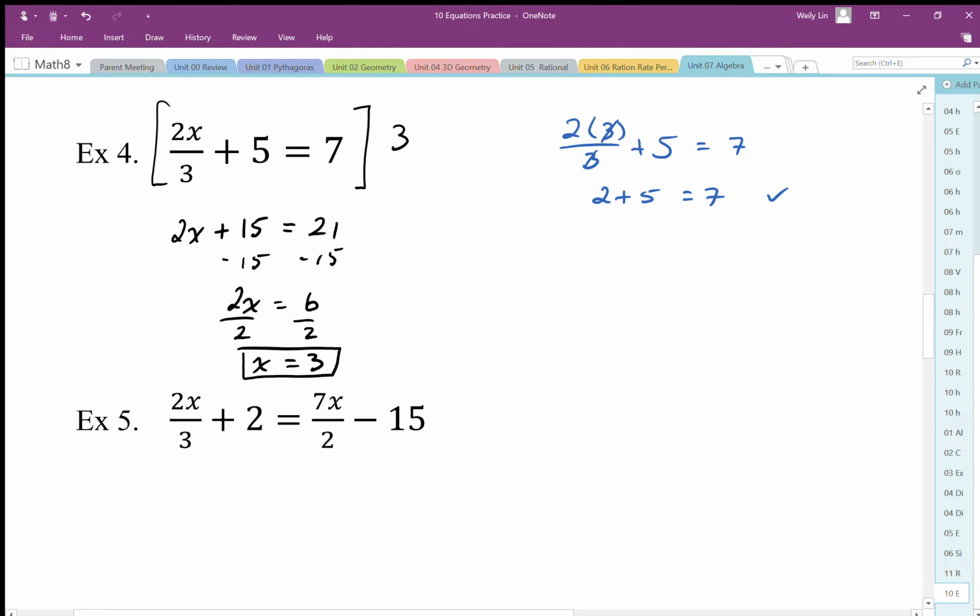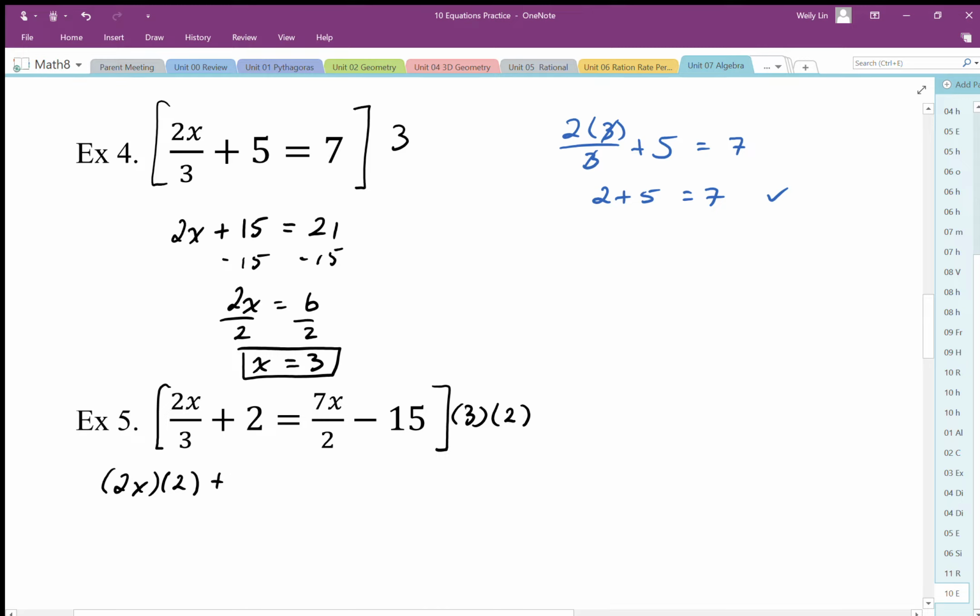Here we have fractions again. If we want to get rid of the divide 3 and divide 2, well, we can times by 3 and times by 2. Now we have to be very careful, because sometimes some of these times cancel out and some of them don't. So here I'm going to do 2x times 3 divide 3 cancel out, but the times 2 doesn't cancel, so I'm going to make sure I have my times 2 there.